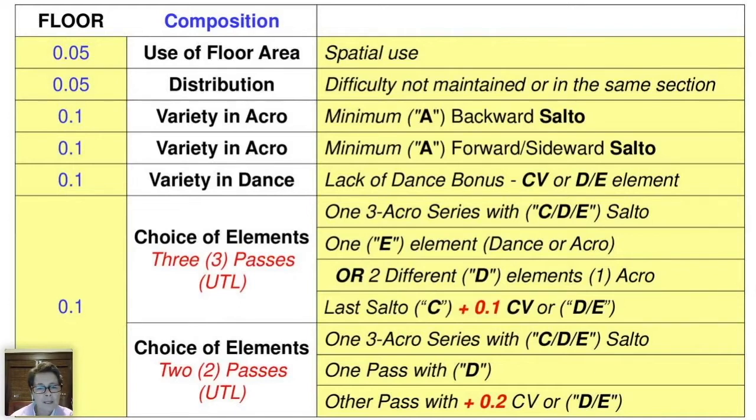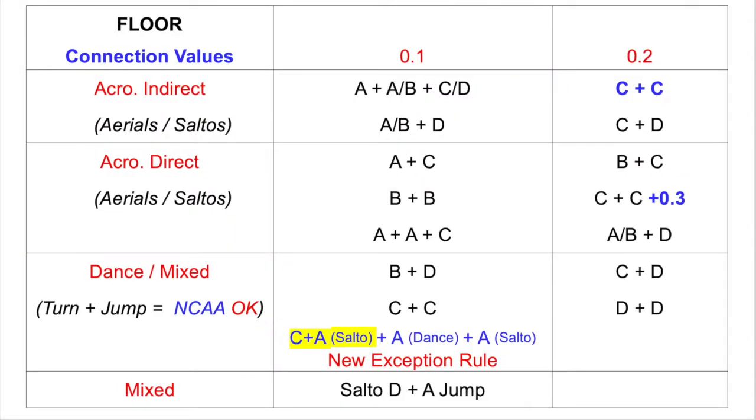The difference for the 2-pass is that you still have to have the 3 acro series with a C or better, and 1 pass has to have a D. The other pass must now have a 2/10 connection value or a D or an E. So those are the things that are specific to composition. The things that are in blue are things that are different from age group.